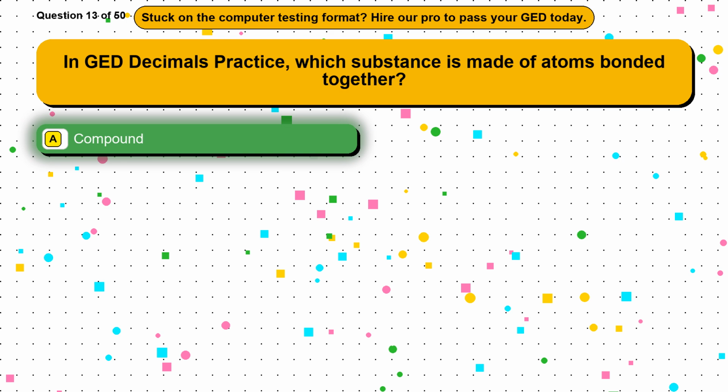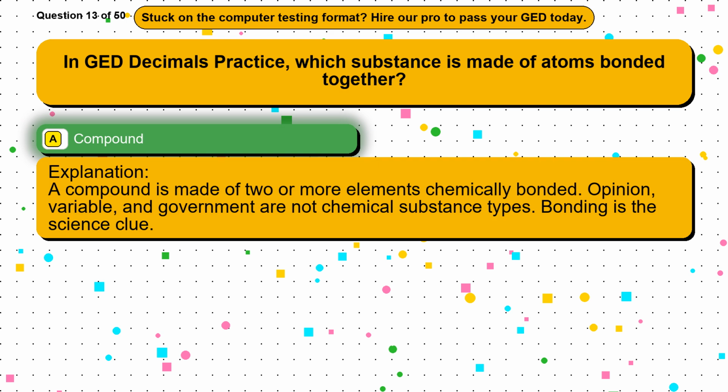Compound. A compound is made of 2 or more elements chemically bonded. Opinion, variable, and government are not chemical substance types. Bonding is the science clue.